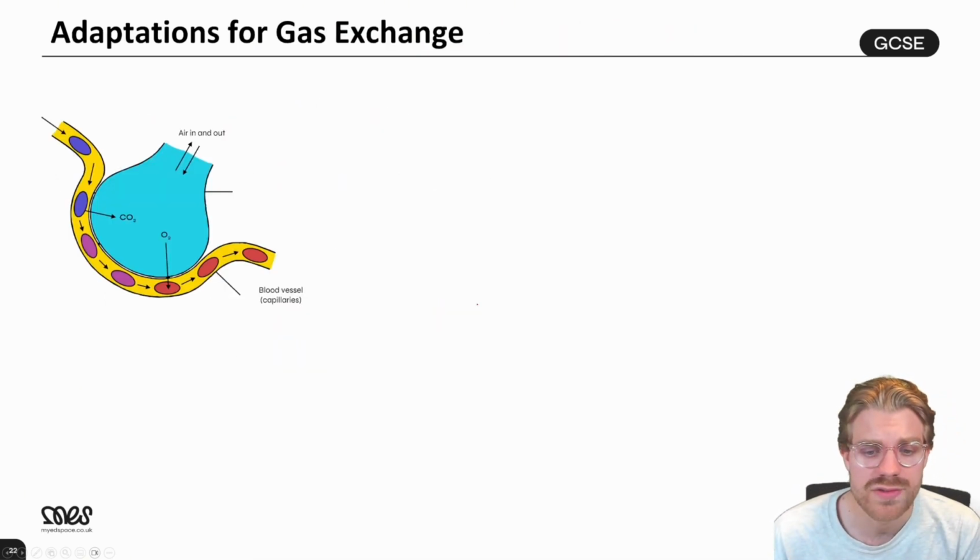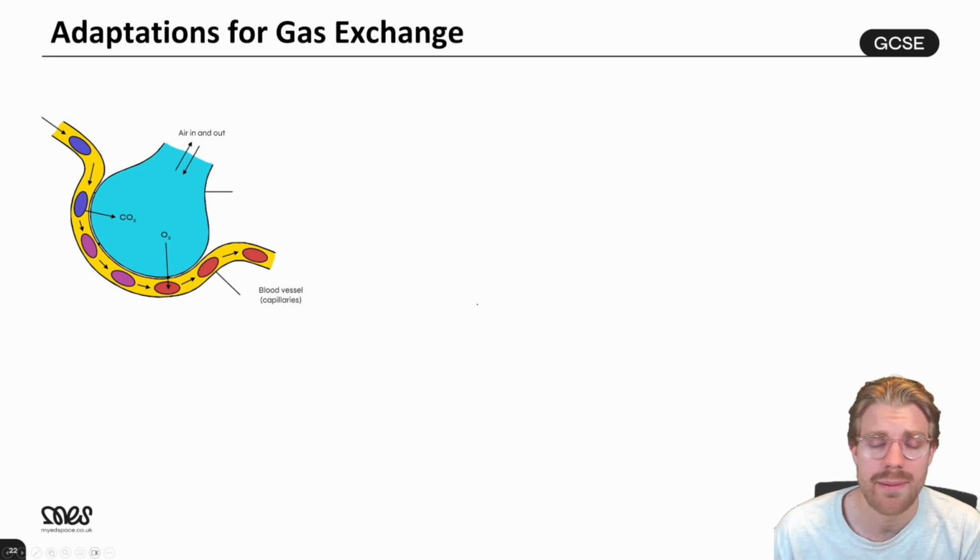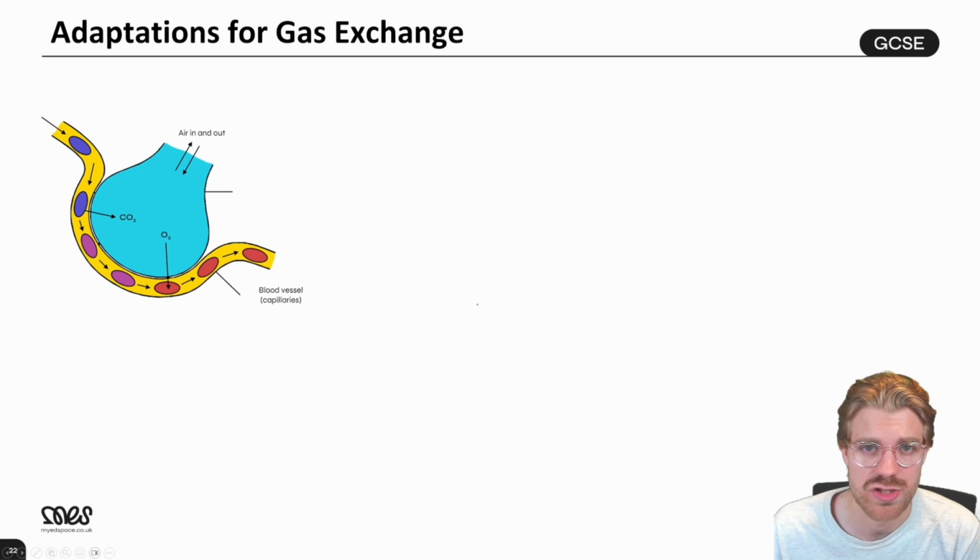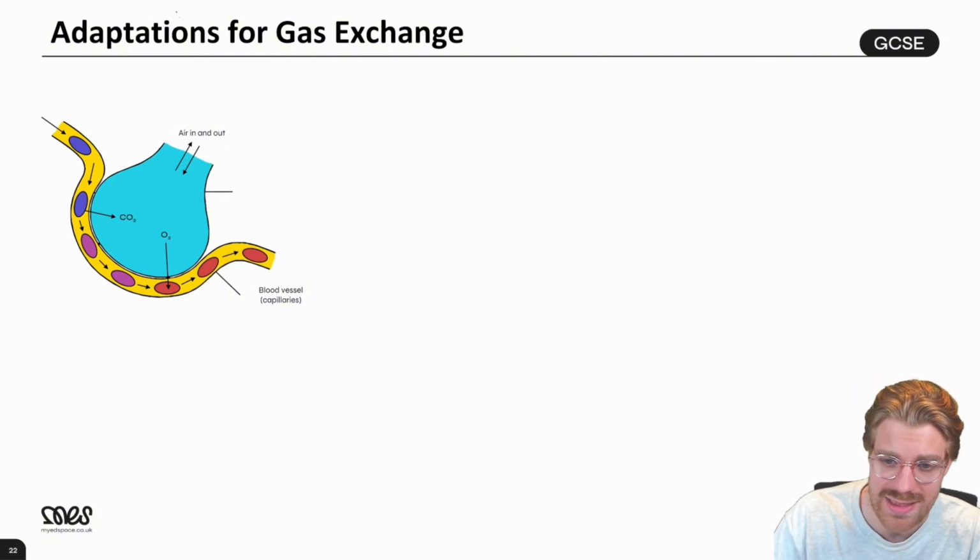So different parts of organisms are adapted to try and maximize this rate of diffusion. Let's talk about some adaptations for gas exchange. So gas exchange is where oxygen and carbon dioxide are being exchanged in and out of the organism. Our first example here is at the alveoli.